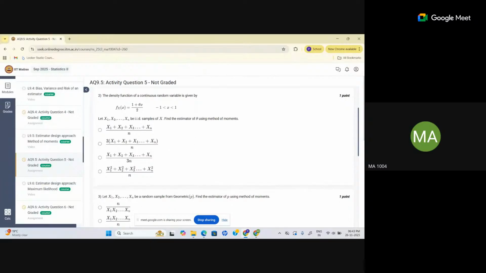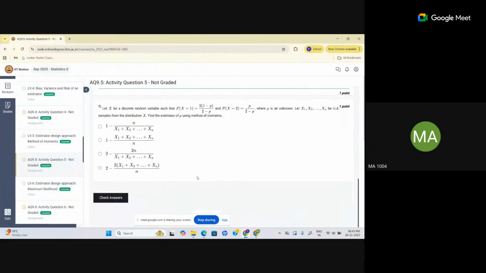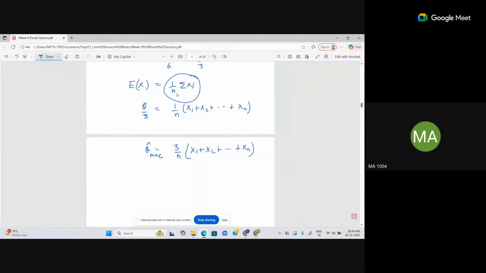Okay, now the next question. Fifth, ma'am. Which question you want to ask? Fifth. So here, let x be a discrete random variable such that the probability of x equals 1 is this, the probability of x equals 2 is this, where p is unknown. Let x1, x2 up to xn be IID samples from distribution x. Find the estimator of p using the method of moments. Again, we have to find the expected value of x and equate it with 1 upon n summation xi. So find the expected value of x.